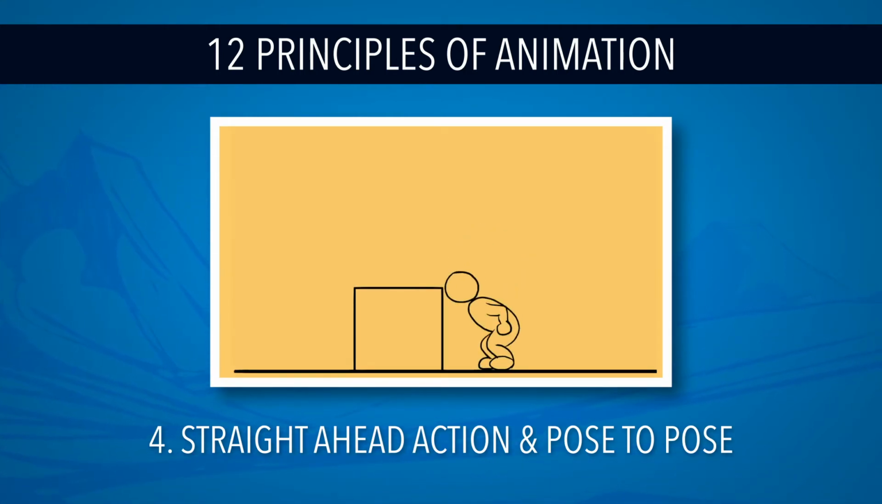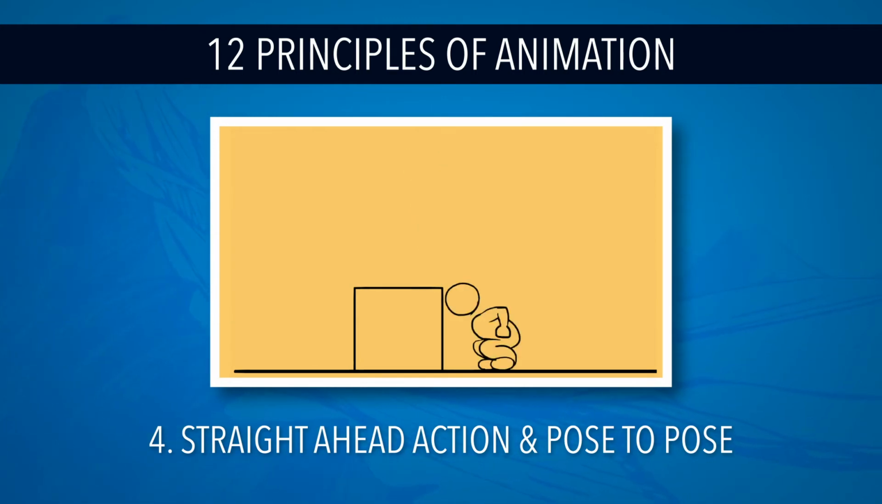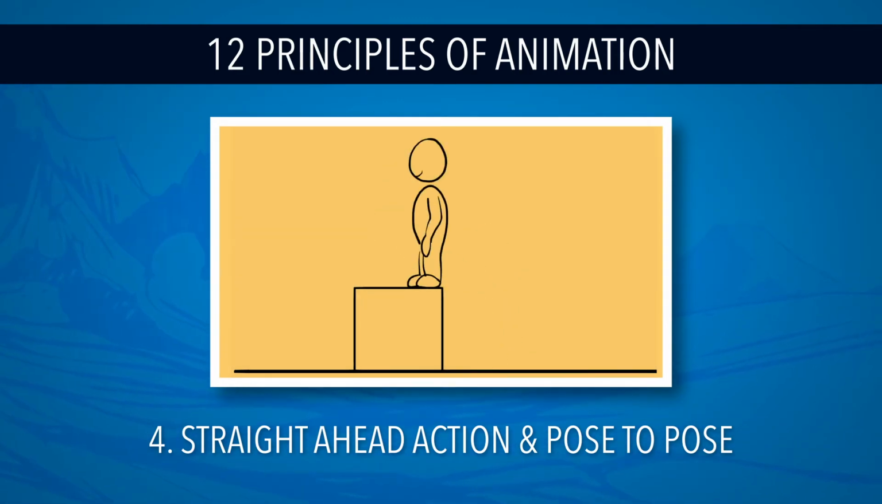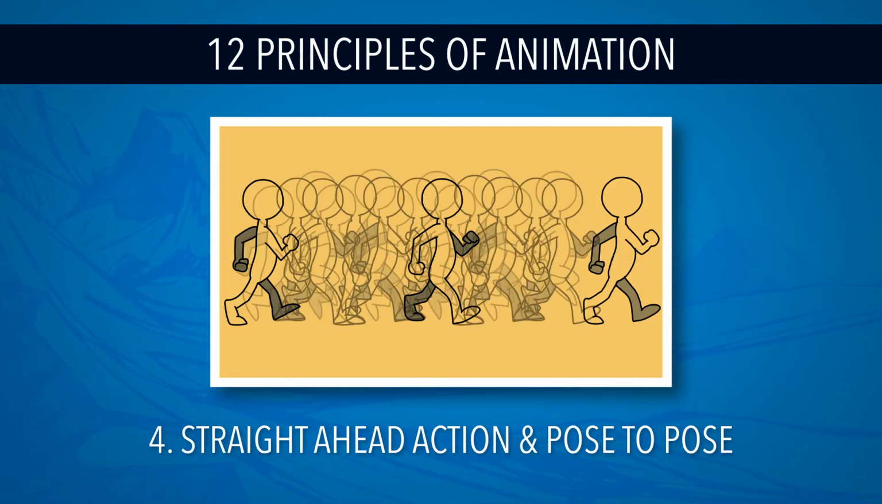Pose to pose works better for dramatic or emotional scenes where composition and relation to the surroundings are of greater importance. Of course, you can always combine these two. A combination of the two techniques is often used by animators, so they would draw pose to pose and in the in-between frames would be straight ahead.